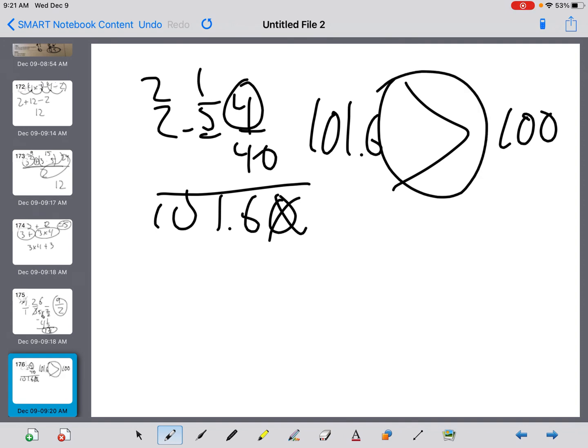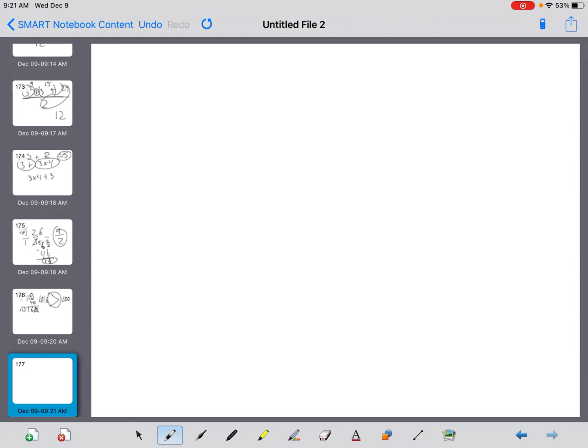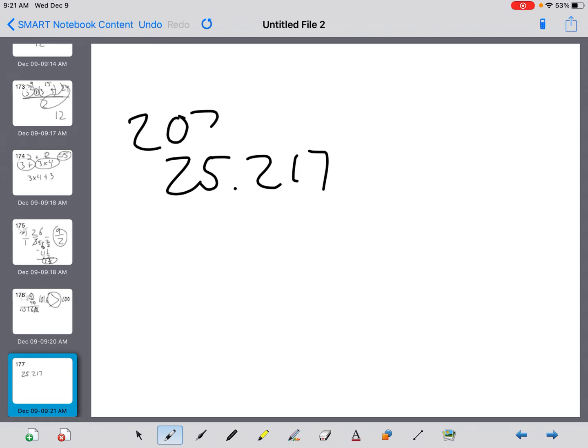It's greater than. Number 3, 25 and 217 thousandths. 25 and decimal point 217 thousandths is how much less than 202?